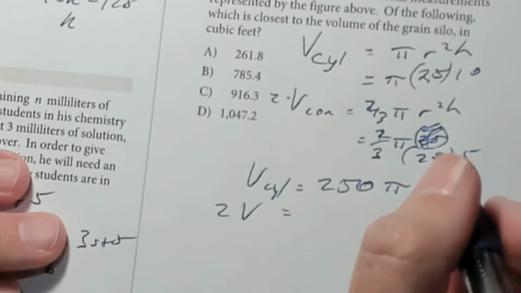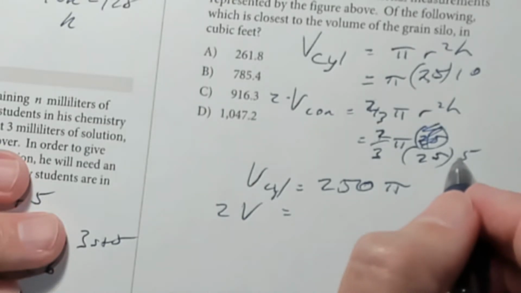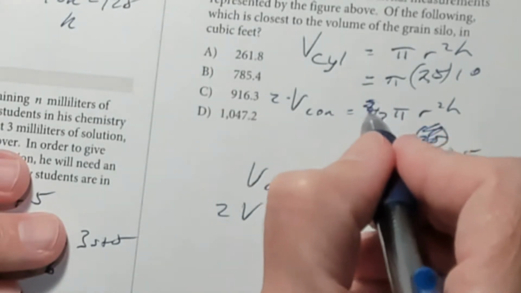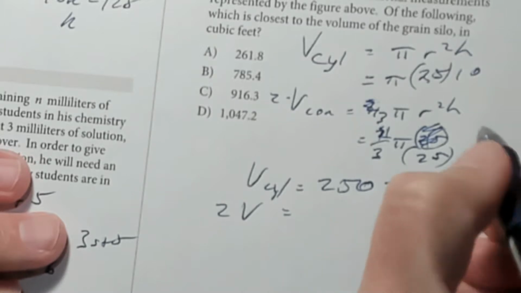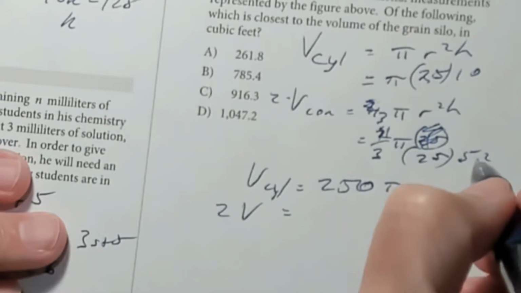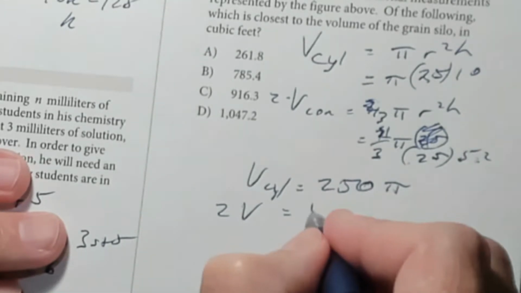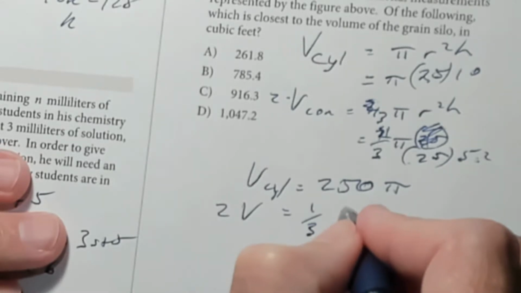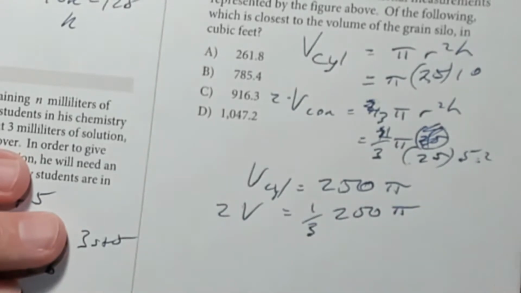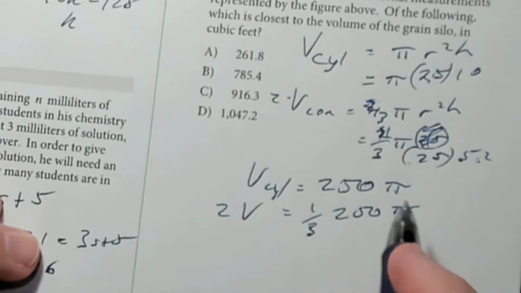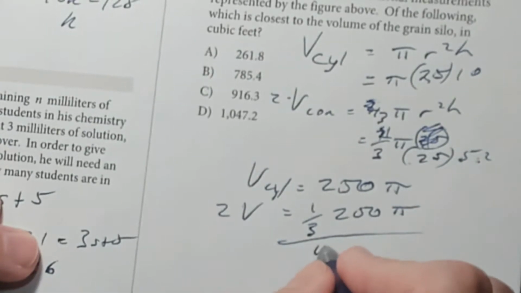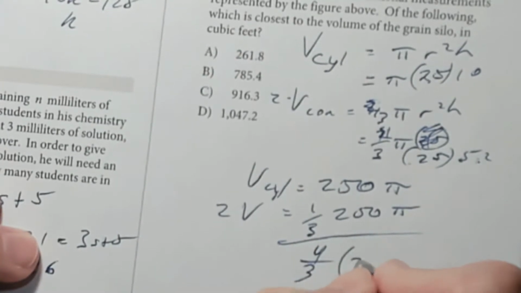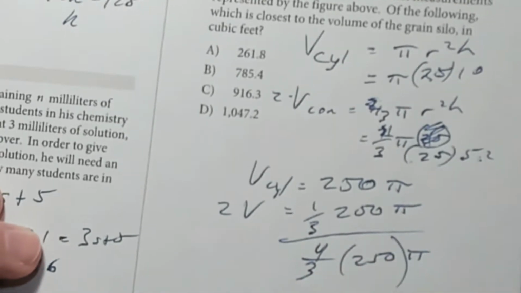Well, actually, because you have 2 times this, you could still make that a 1/3, right? Multiply that times 2. So that's times 10, that's 250. So that's going to be 1/3 times 250 pi, right? So the total answer is 4/3 times 250 pi.